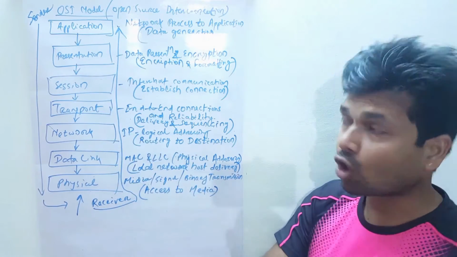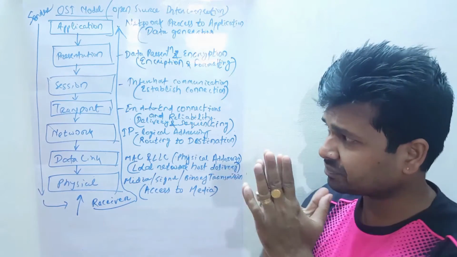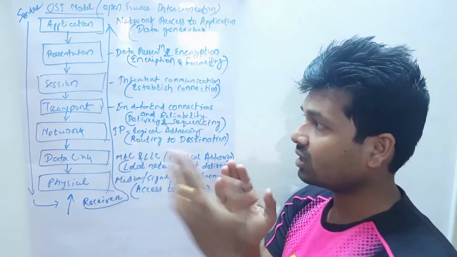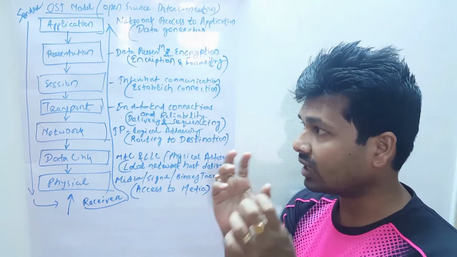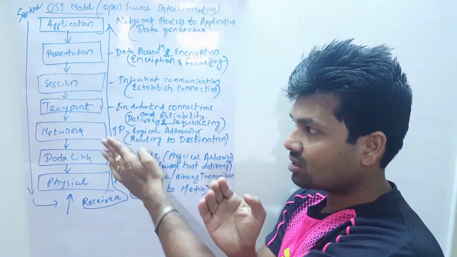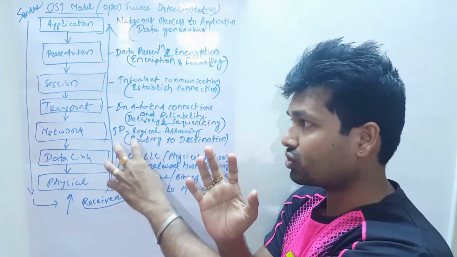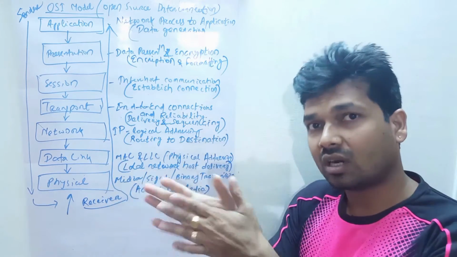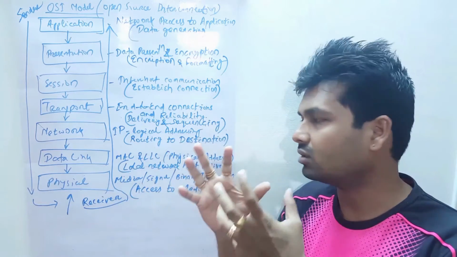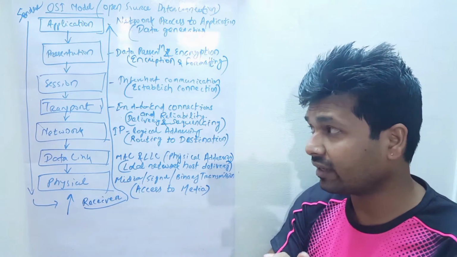Then the fifth from the top is the network layer, wherein the IP logical addressing happens. IP logical addressing means the IP address to which we are sending or receiving the information, and that is decided in the network layer. Routing and destination is the main function of the network layer: routing the data to that particular IP, and defining the destination to where we are sending the data.